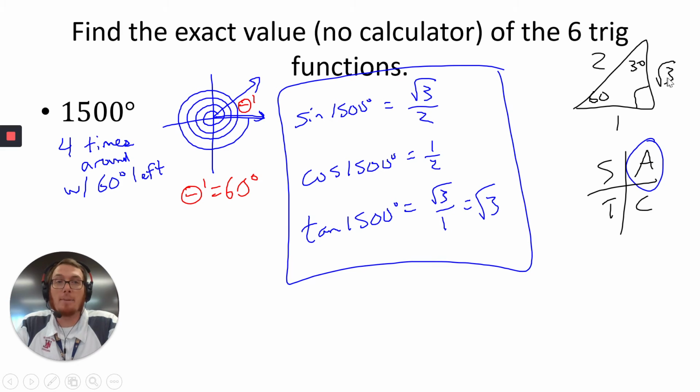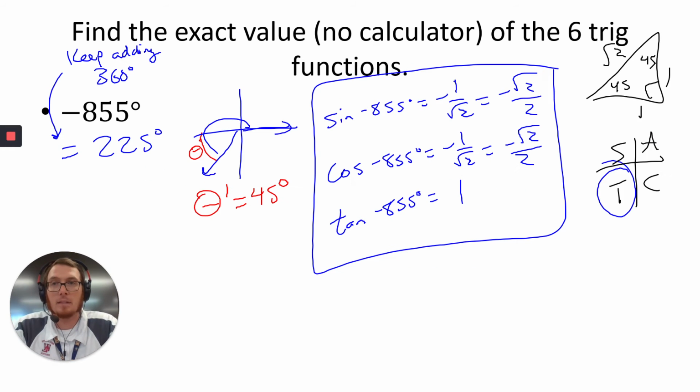So sine would be opposite, which is root 3 over 2 for r, or the hypotenuse. Cosine 1/2, tangent root 3 over 1. All positive because I'm in quadrant 1. And again, I know this is new for a lot of you, but the key is figure out what quadrant you're in, figure out the reference angle, use the reference triangle, and then figure out what's positive and negative.